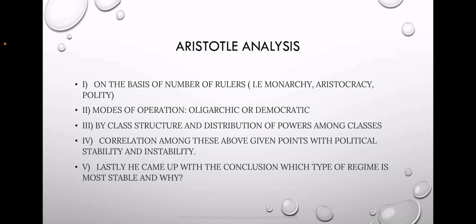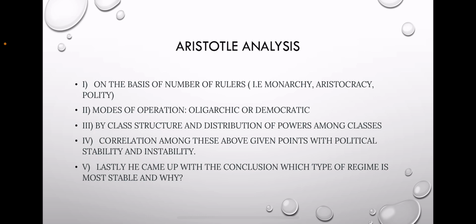Then Aristotle's analysis, on the basis highlighted earlier, covered the class structure and distribution of powers among classes, and the correlation of the above points with political stability and instability. We can see that the study of various constitutions of the ancient Greeks was considered truly comparative and systematic by natural social scientists.